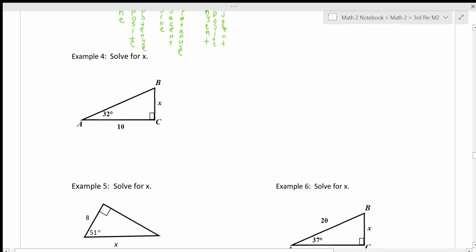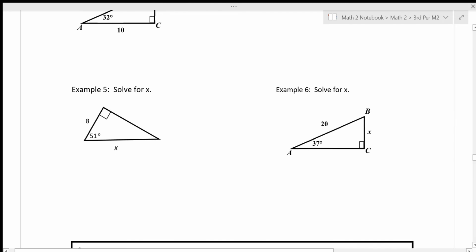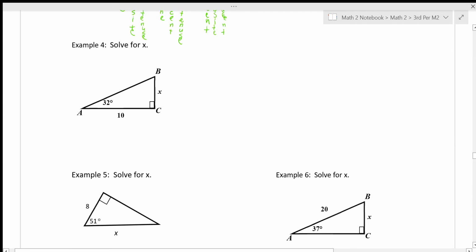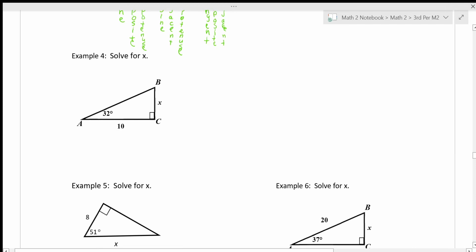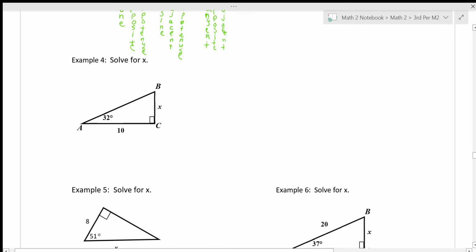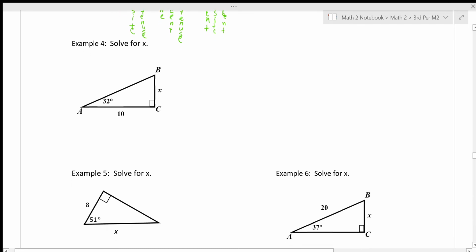All right, so we're going to look at this example. These ones are each a different type of problem. We don't know for sure which one we're going to use. We have to figure out which ratio to use based on which side lengths we have. So on the first one, we have angle A given to us. For angle A, we have this side length, x, and this side length, 10. The side length that we don't have on this triangle is the hypotenuse.